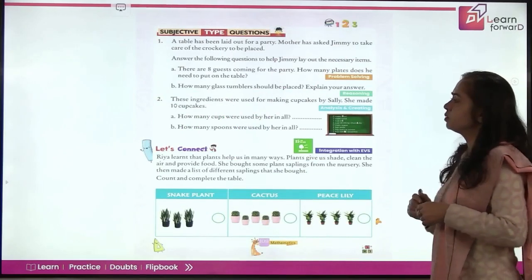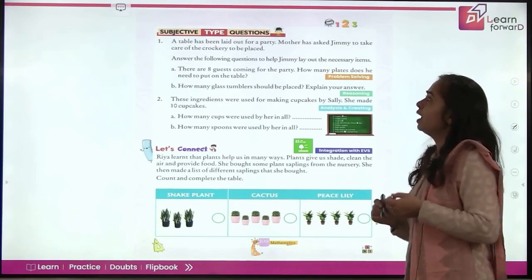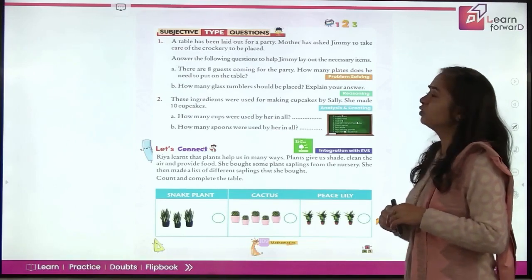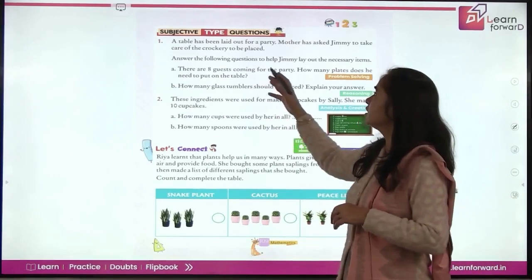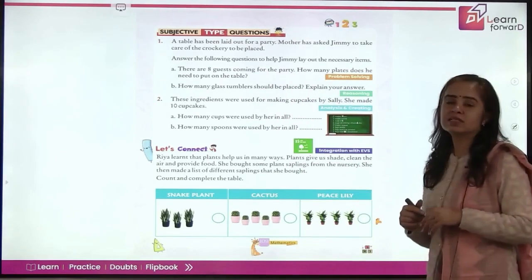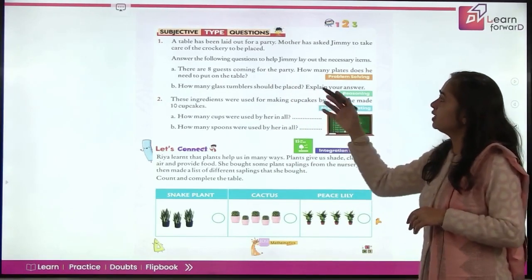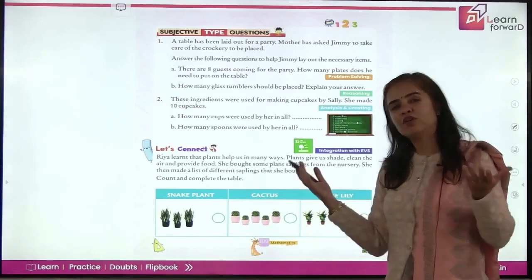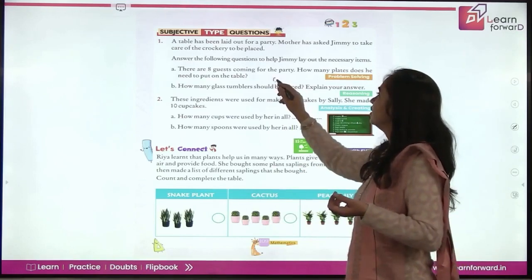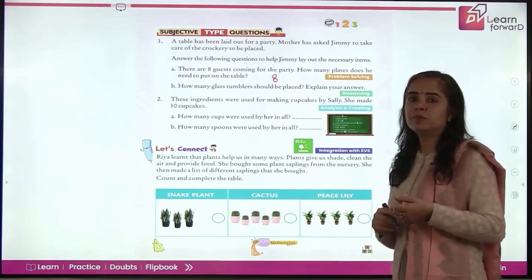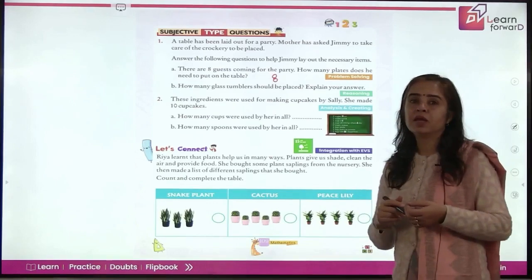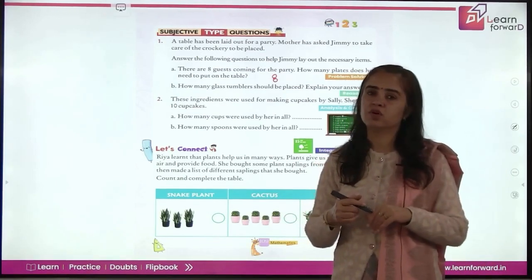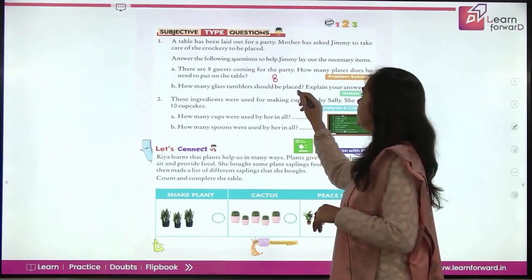Moving ahead, we have subjective type questions. A table has been laid for a party. Mother has asked Jimmy to take care of the crockery to be placed. Answer the following questions to help Jimmy lay out the necessary items. Now there are 8 guests coming for the party. How many plates does he need to arrange there? So for 8 guests, you need 8 plates. How many glass tumblers should be placed? Explain your answer. Because for one guest, you need just 1 glass to drink water. So how many glasses will be placed again?